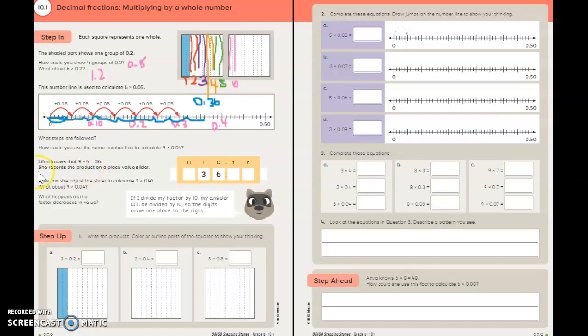Now moving on, it says Lyfin knows that 9 times 4 equals 36. That's true, we all know that. She records the product on a place value slider. Okay, so she's got 36. Right over here, the 10s would be 3, the 1s would be 6.